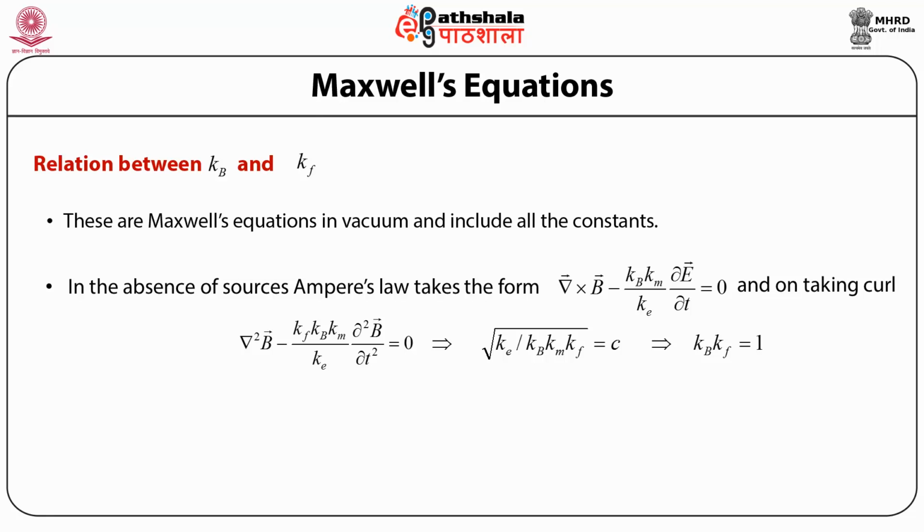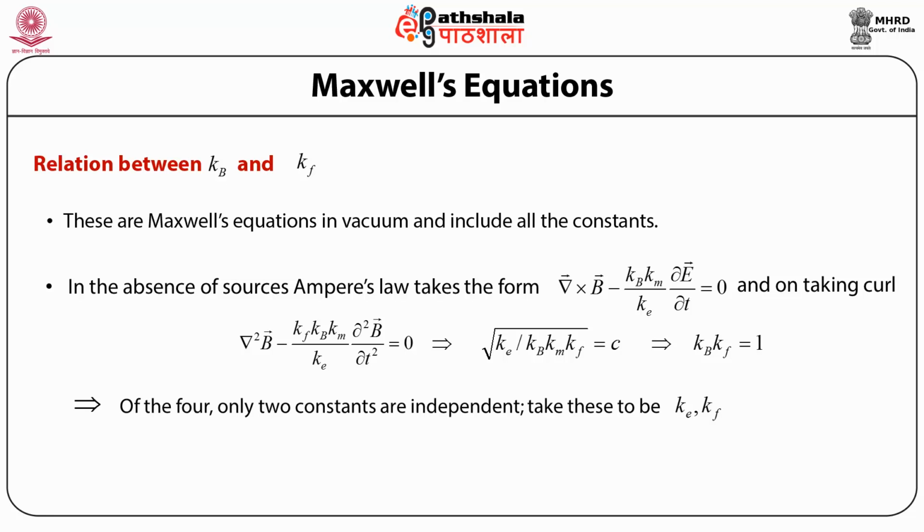Kb into Kf is equals to 1. The product Kb Kf is dimensionless and numerically equals unity. Therefore, only 2 of the 4 constants are independent. So let us choose Ke and Kf as independent.